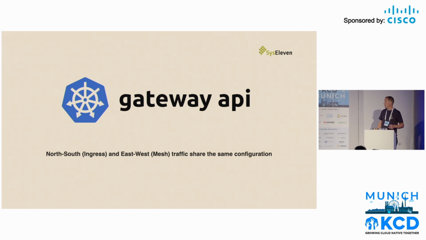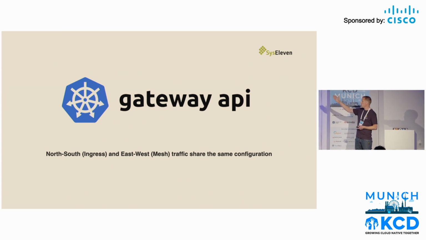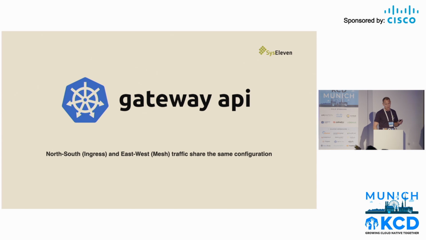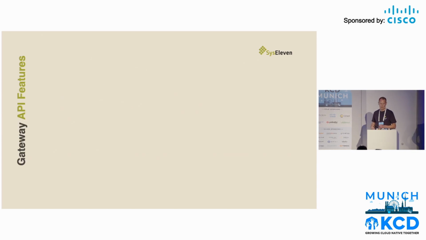So Gateway API, as I said earlier, this is the new star in the Kubernetes ecosystem. We've got north-south with Ingress. We've got east-west mesh, which is very new, and they can all share the same configuration. So you do not need to install multiple software components within your cluster, not necessary anyway, to solve this problem.